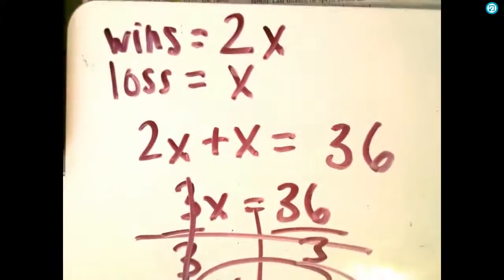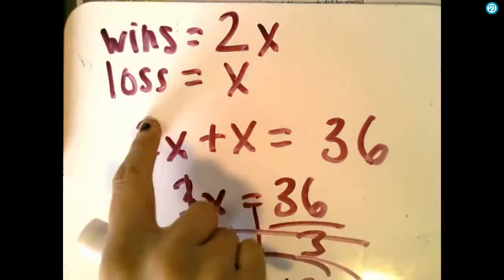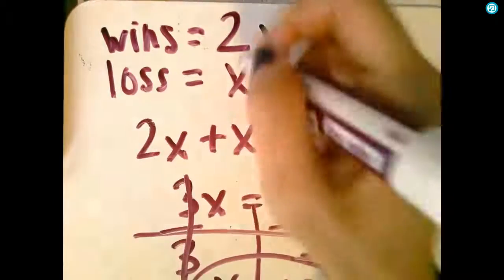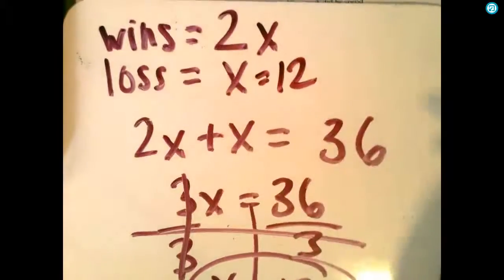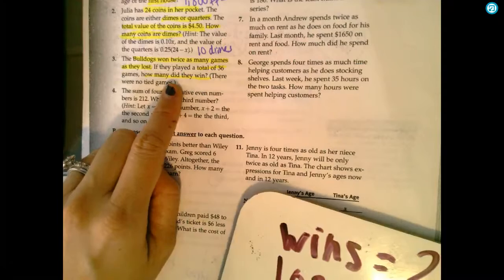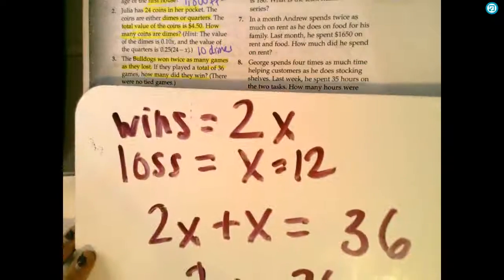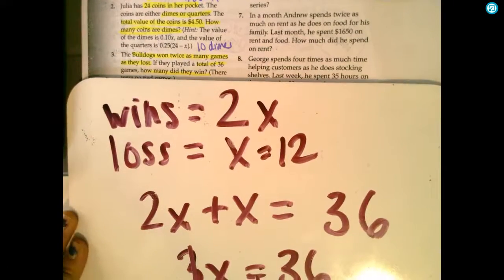We solved for x, but x is the amount of losses. So the amount of losses is 12. They're asking for the amount of wins. How many games did they win? So that's why you have to read the question really carefully. If I did put 12 as my answer, I'd get it wrong.